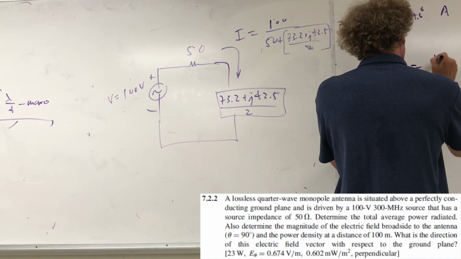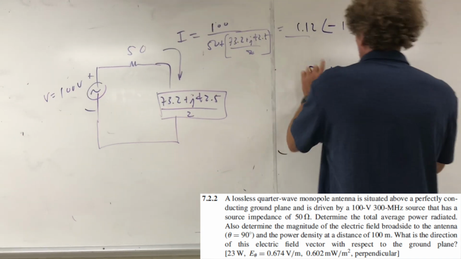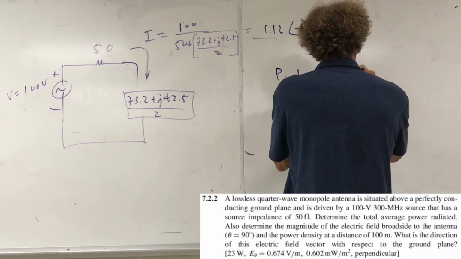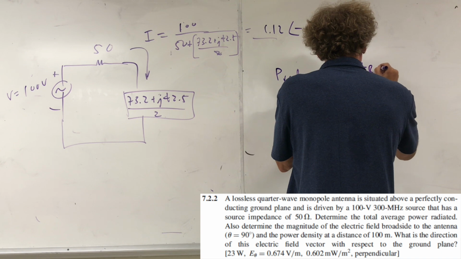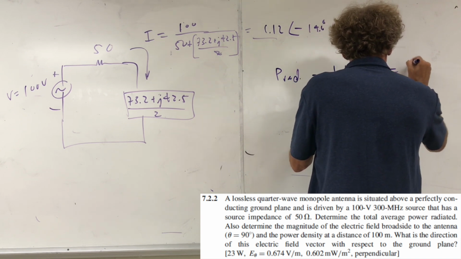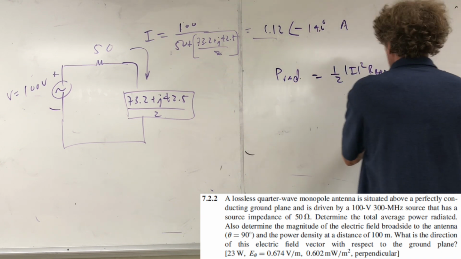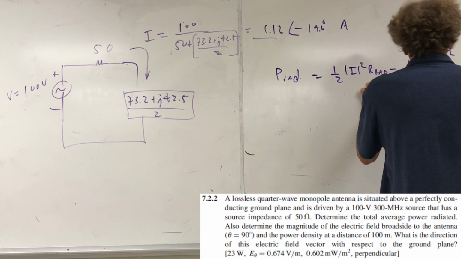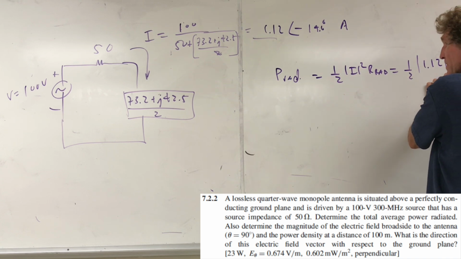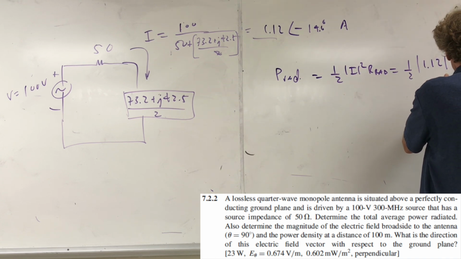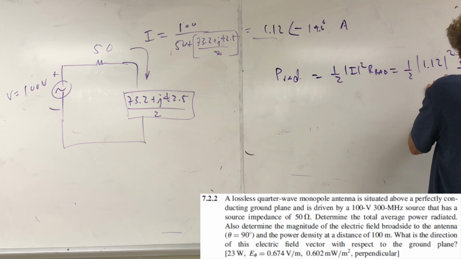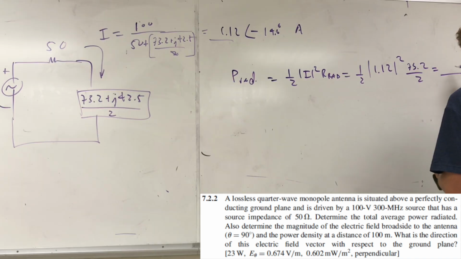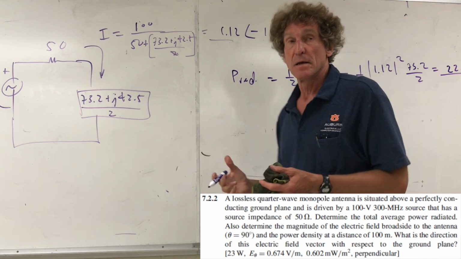This will be equal to 1/2 I squared times R rad. So that's going to be 1/2 times the magnitude of 1.12 squared times R rad. And R rad for that one is 73.2 over 2. What do we get for that? 22.96 watts, right? Correct? Okay.